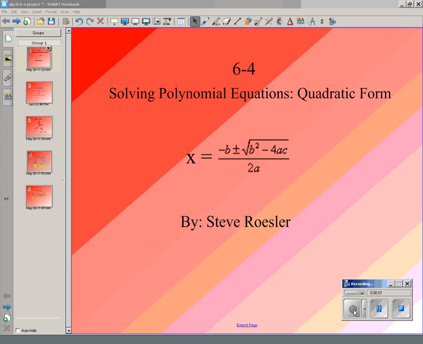Lesson 6, Section 4, Solving Polynomial Equations in the Quadratic Form by Steve Rosler.